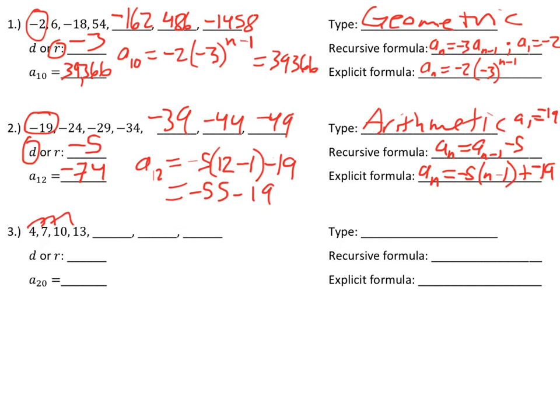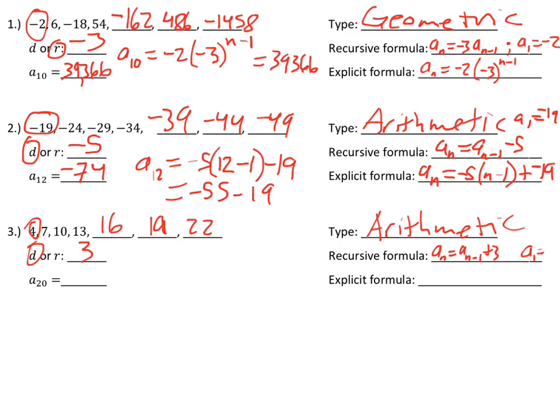I'm already just looking at this, noticing a pattern of adding 3 every time, which will give you 16, 19, 22. And since you're adding every time, you have a common difference, which is that number you're adding every time, which makes this one arithmetic. And if you want the recursive formula, you have to know your common difference, 3, you have to know your initial value, 4. And so every number is the previous one, plus 3, and the first term of your sequence is 4. So there's a recursive function.